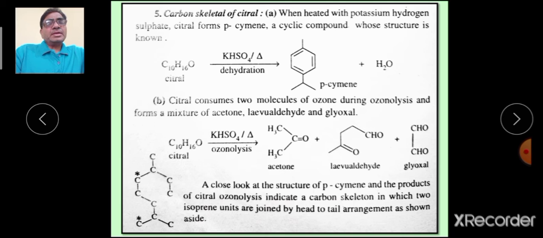Look here, this is the head of one isoprene unit joined to the tail of another isoprene unit. Here is the tail, and the head of another isoprene unit. The branched end is the head, the other is the tail. Look here, the same way. The tail is linked to the head of the other, and therefore citral contains two isoprene units joined together in head to tail fashion.